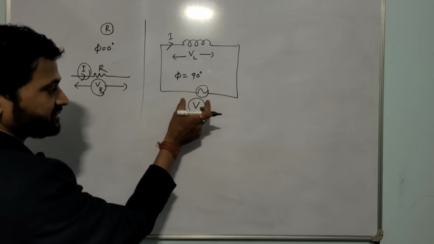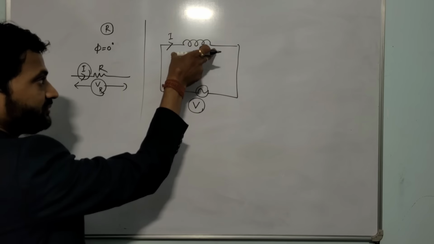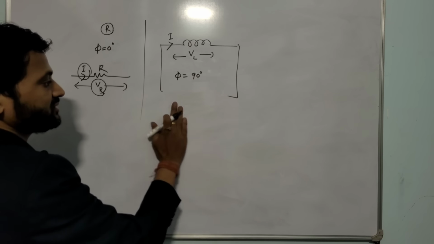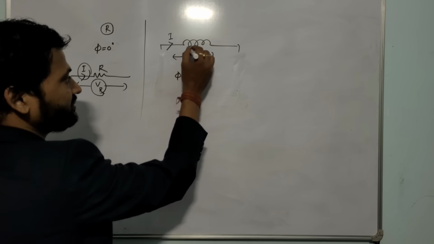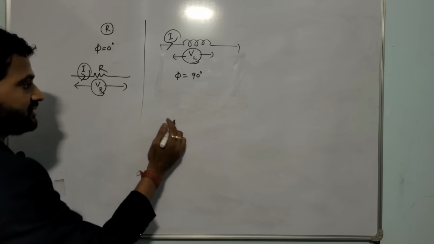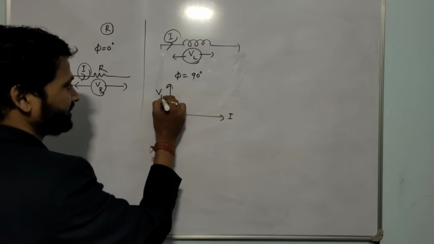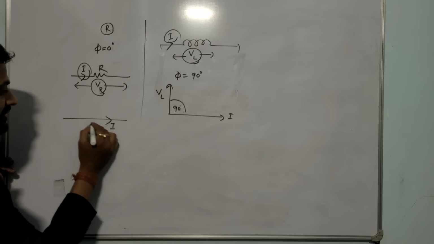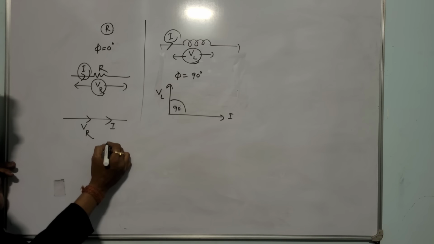As per energy conservation, the induced voltage will be developed across the inductor due to the supply voltage, according to Lenz's law. So if AC current is given to a pure inductor, the angle between voltage and current is 90 degrees. So what will the diagram be? This is current, this is voltage VL, angle is 90 degrees. In the resistor case, if this is current and this is voltage, the angle between voltage and current is 0 degrees.